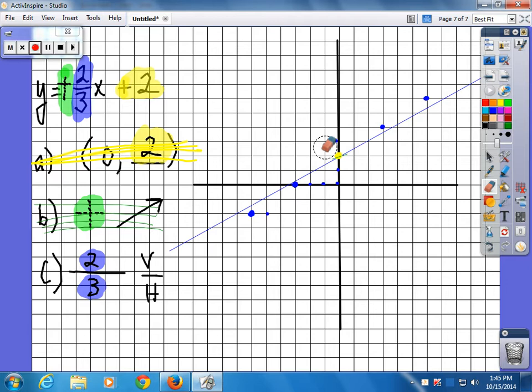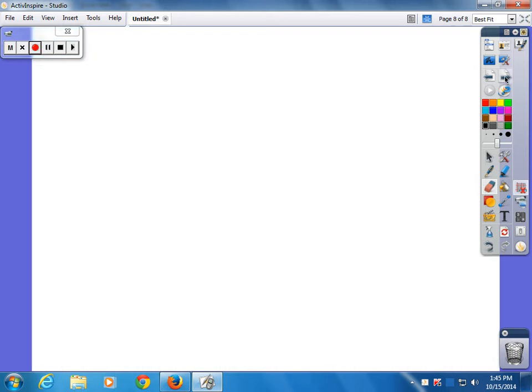Now let's do another one. This time let's put a negative in front of it so y'all can have a feel. Let's do a negative. Y is equal to negative 1/3 x plus 4. All right, I'm going to let y'all do that one.